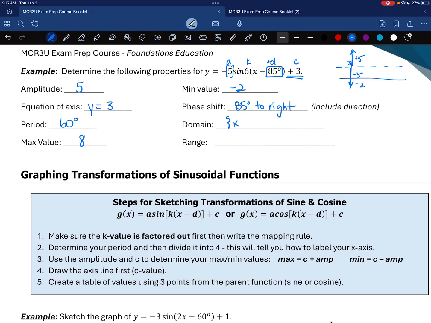Our domain for these is always x ∈ R because it grows infinitely left and right. And our range is between our minimum value and our maximum value. So y is between -2 and 8.